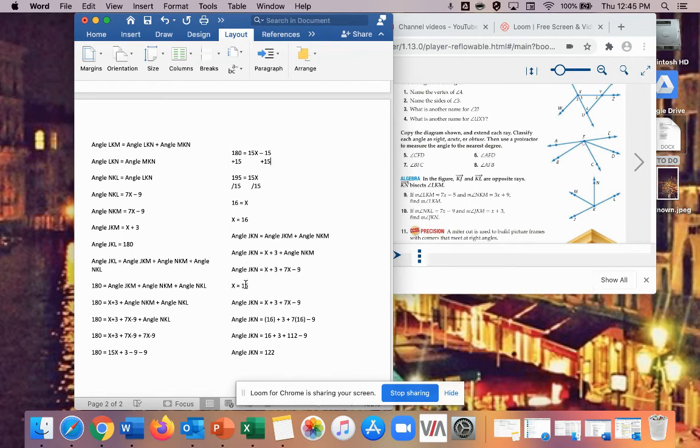And we also know that x equals 16. So we take our equation, x plus 3 plus 7x minus 9, and we sub in 16 for all the x's. So we've got 16 plus 3 plus 7 times 16 minus 9. 7 times 16 becomes 112. 16 plus 3 plus 112 minus 9 equals 122. So the answer for angle JKN is 122.